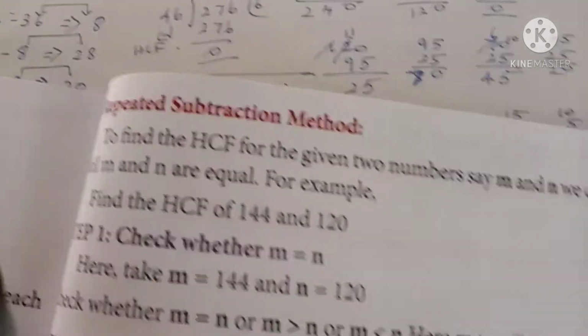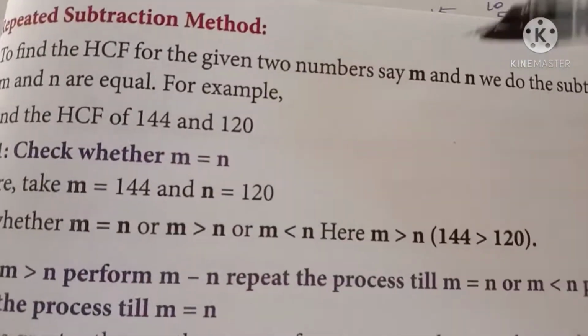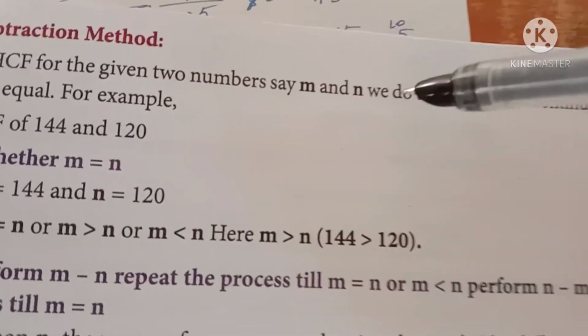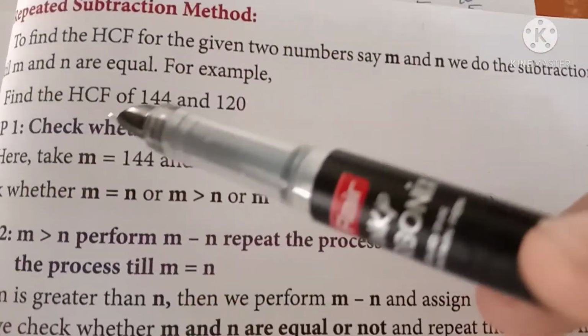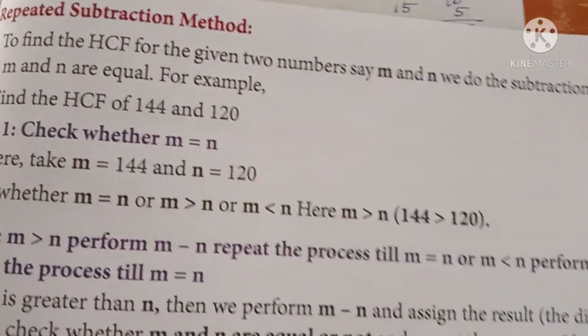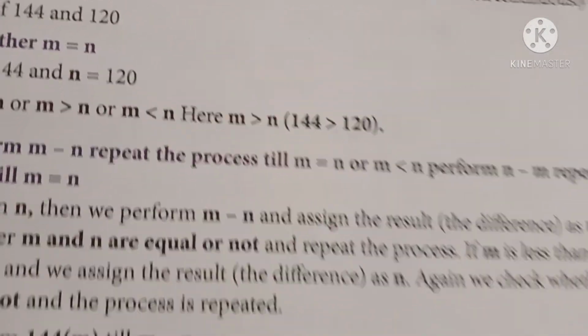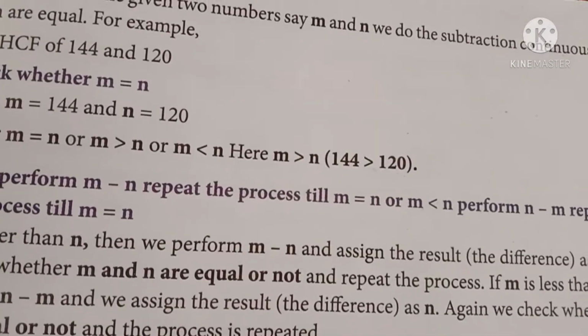Then the repeated subtraction method to find the HCF for the given two numbers, say m and n. We do the subtraction continuously until m and n are equal. So first you have to check whether m is equal to n, or m is greater than n, or m is less than n.